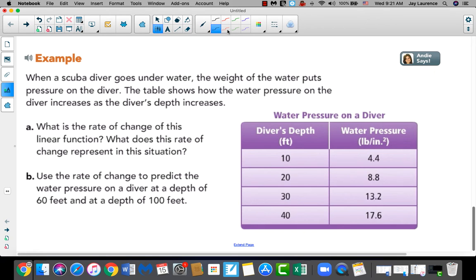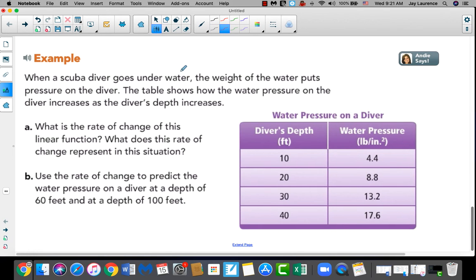It says when a scuba diver goes underwater, the weight of the water puts pressure on the diver. The table shows how the water pressure on the diver increases as the diver's depth increases. Okay, so what is the rate of change? In other words, they want us to find the slope. It might not be a linear relationship, so let's check it. Remember, slope is y sub 2 minus y sub 1 over x sub 2 minus x sub 1.